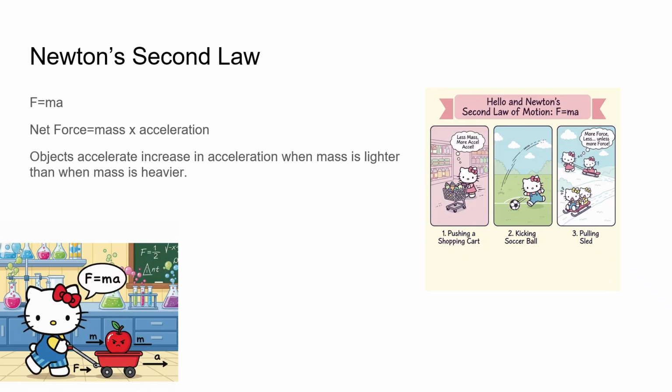Newton's second law is the most famous: F is equal to ma. This tells us that the net force acting on an object equals its mass multiplied by its acceleration. This means a lighter object accelerates more quickly than a heavier object when the same force is applied.